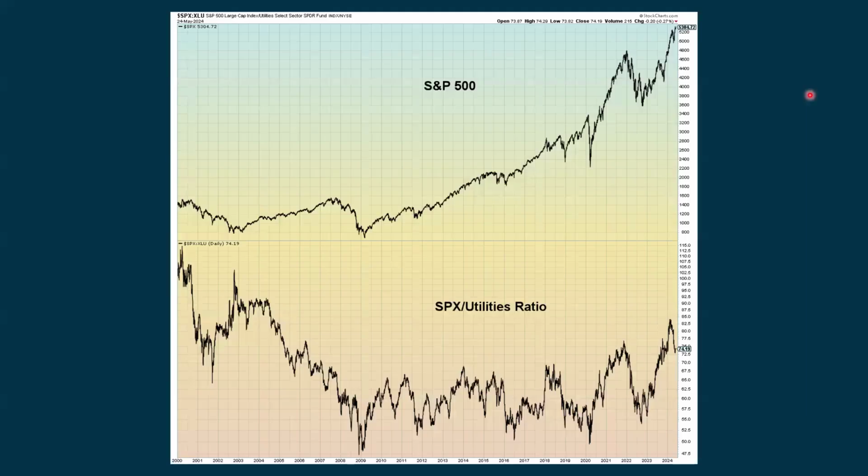And we're looking at the S&P to utilities ratio. Typically, when this is going up, that means the S&P is outperforming, and you can see it pretty much matches up with what happens with price. This has been going down, and this at some point could cause some pressure on the S&P unless we start to turn back up with this ratio.